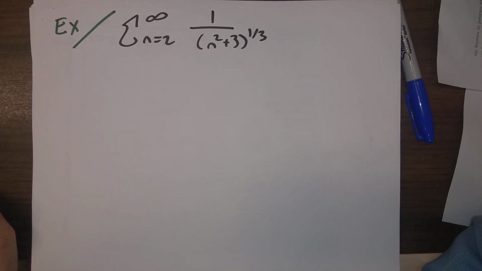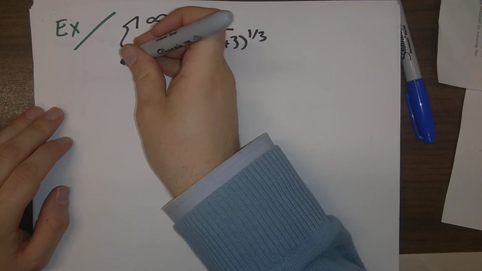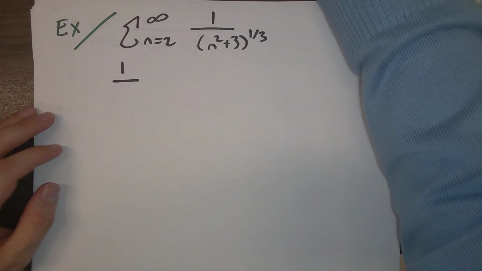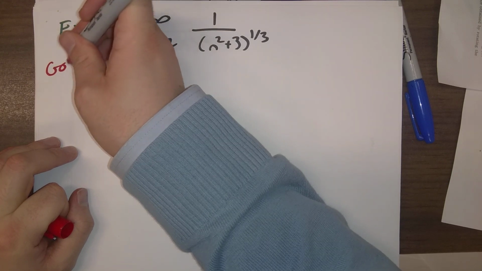Let's ask ourselves, does the sum from n equals 2 to infinity of 1 over the cube root of n squared plus 3 converge or does it diverge? And so what we're going to do, we'll use the direct comparison test. We're going to end up showing, let me label this as a goal.